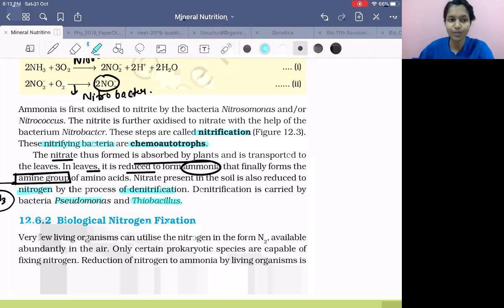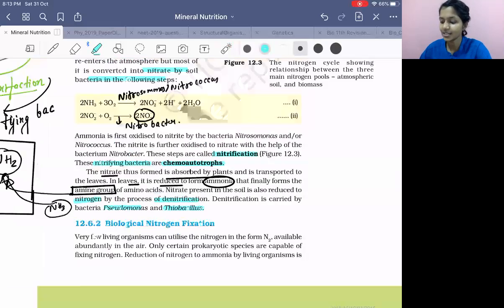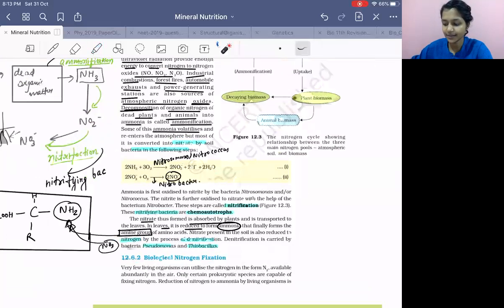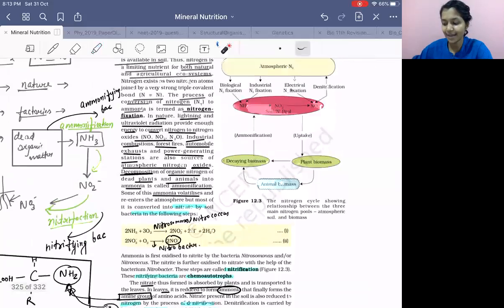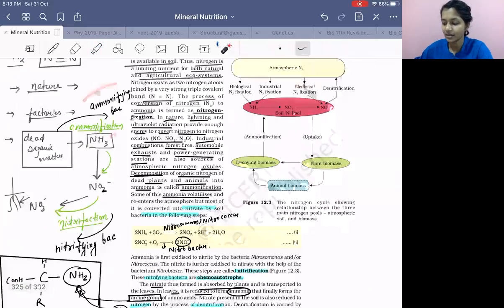Pseudomonas and Thiobacillus help in denitrification. What is the bacteria called? Denitrifying bacteria: Pseudomonas and Thiobacillus. So this is the normal thing which we have learned, right? Normally what is happening, that we have learned.